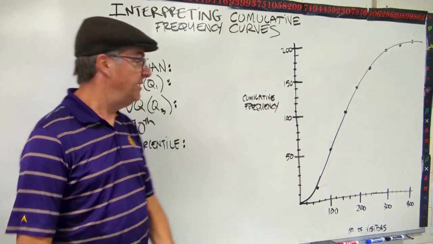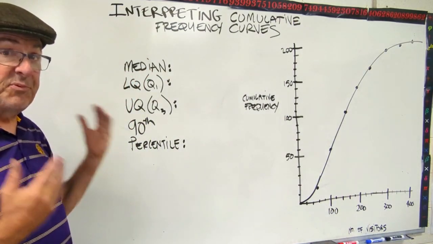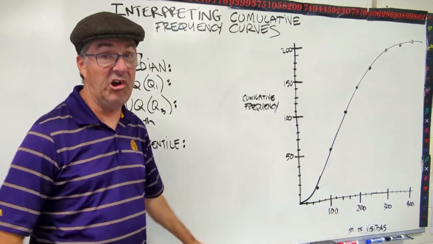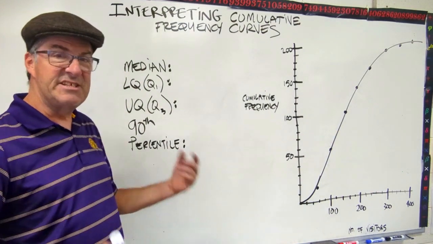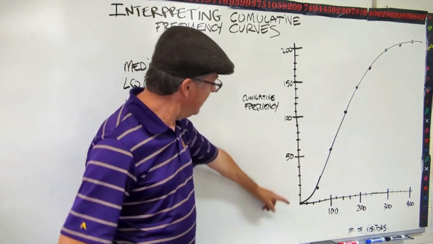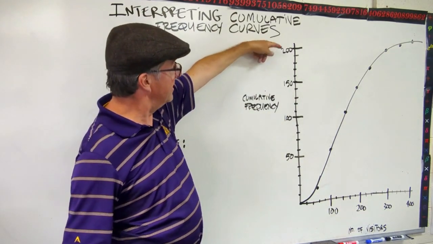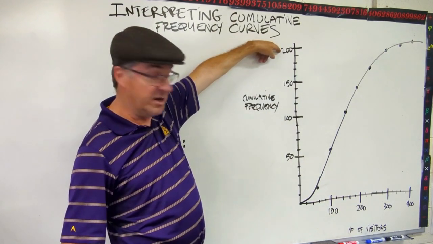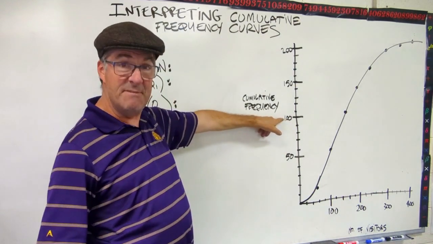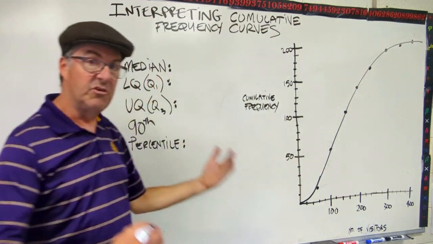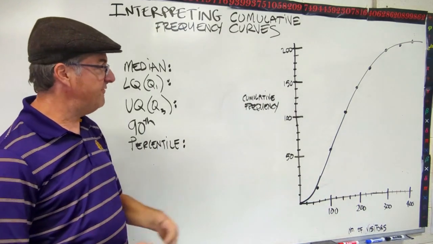Okay, so first one, median. That's pretty easy to get from our curve because the median is the middle value, right? So that's halfway through. We have 200 values total because that's our cumulative total of frequencies. So the median is the middle, so that's going to be at 100. We can read that right off the graph.